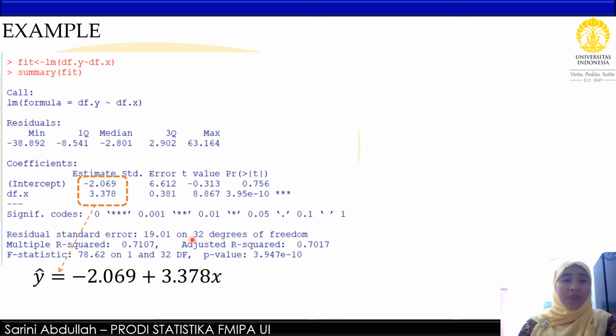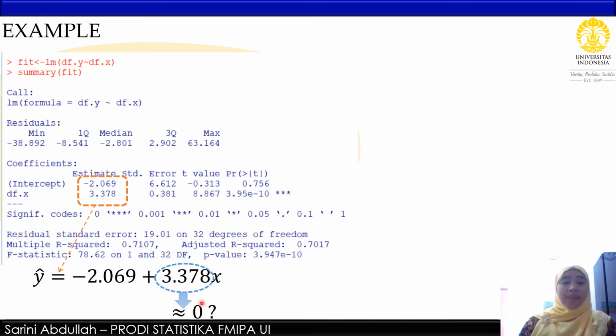size 34, is 3.378. How do we know that the sample size is 34? We look at here, the residual standard error is on 32 degrees of freedom, and we know that the degrees of freedom is the sample size minus the number of regression coefficients, and here we have two regression coefficients, that is beta naught and beta 1. So that's why we know that this result is estimated based on a sample of size 34.